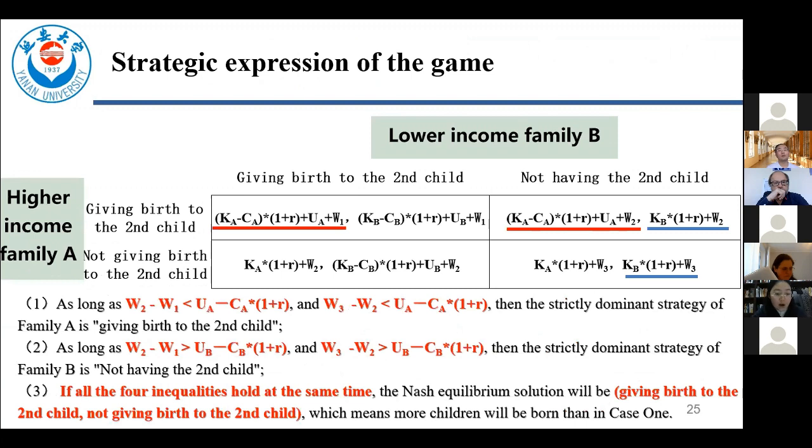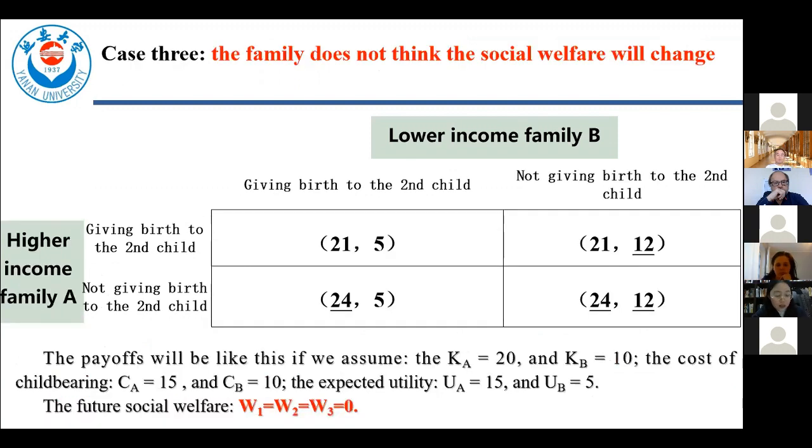So if all the above four inequalities hold at the same time, more children will be born than in case 1. In case 3, we assumed that the family does not think the social welfare will change, which means the future social welfare will be equal. Here we assumed it will be 0, and other internal conditions are identical with case 2. So now the Nash equilibrium is 24 and 12.